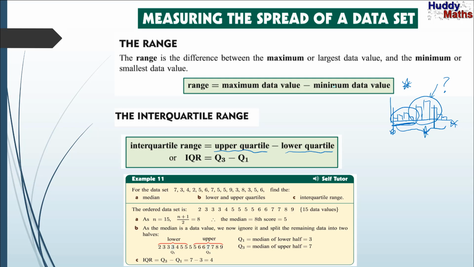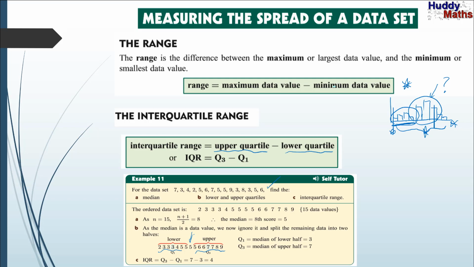So what we're going to do is, instead of dividing the data set into two halves split by the median, let's have a look. There's a data set there. And where's the median? There it is, 5. We're going to divide the lower half and upper half into quarters.